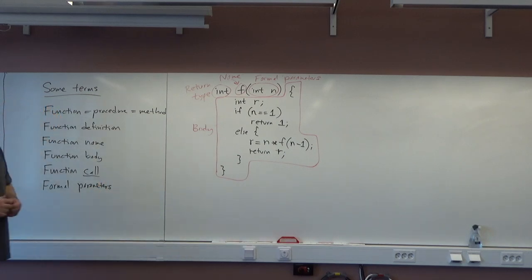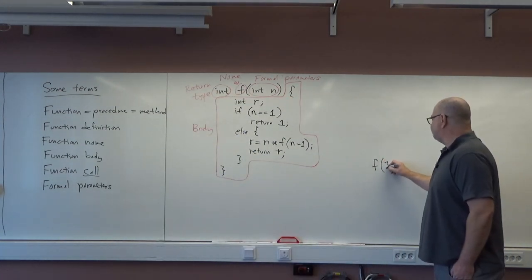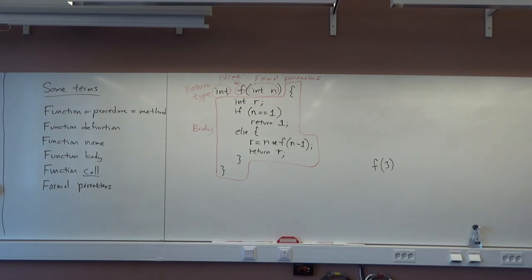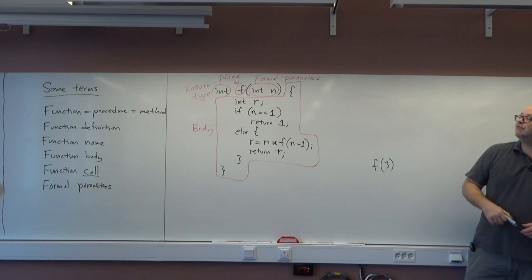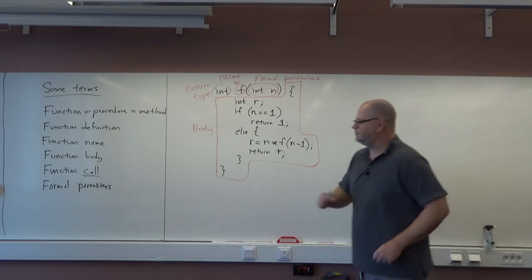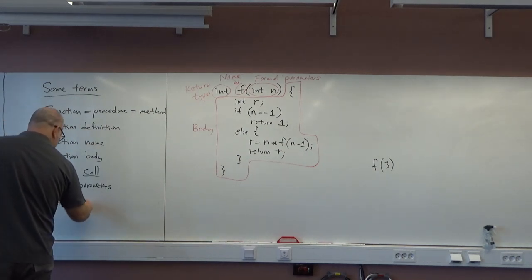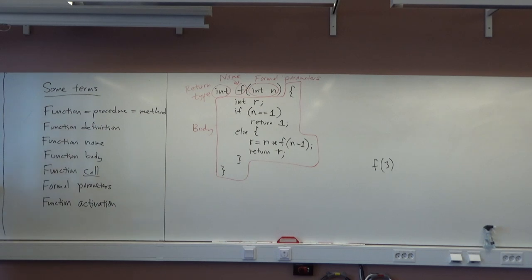When you, in your code somewhere else, call this function, let's say f(3) like this, that's the function call. When this actually is executed and the function is called when the program is running, we call that a function activation. So there's a difference between the function call, which is part of the source code, and the function activation, which is something that happens when you run the program. Even though sometimes we call that a function call too.